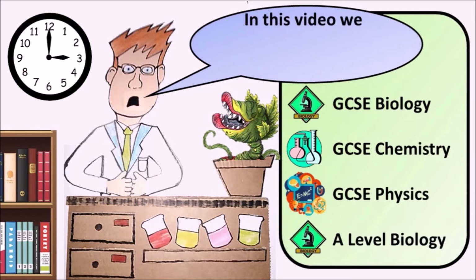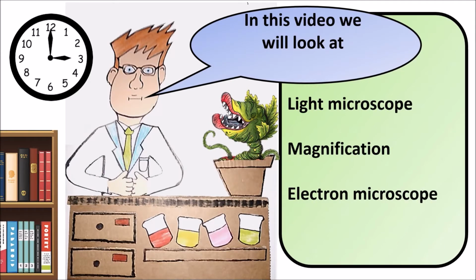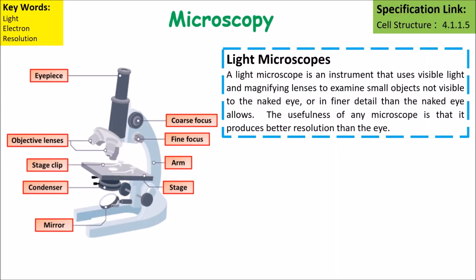In this video, we will look at light microscopes, magnification, and electron microscopes. So, a light microscope is an instrument that uses visible light and magnifying lenses to let us see small objects that we couldn't necessarily see with the naked eye. The usefulness of any microscope is that it produces a better resolution than the eye.